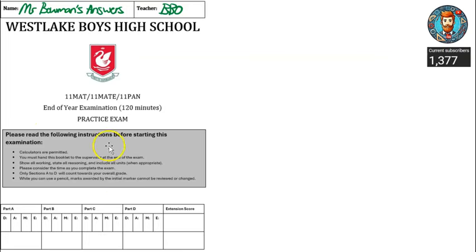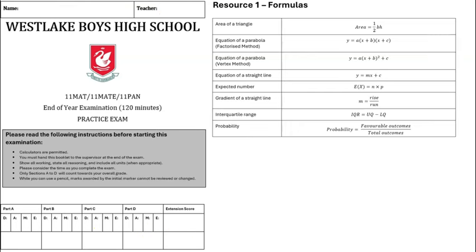Of note, there's the front cover, so it'll look exactly like that. The first thing to note is you're not going to get an overall mark. You're going to get 4 sub-marks for each of the sections, and then finally, if you attempt the optional extension section, you might get an optional extension score as well.